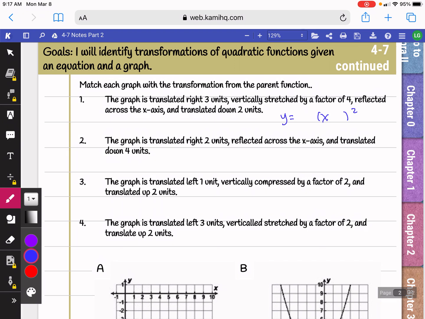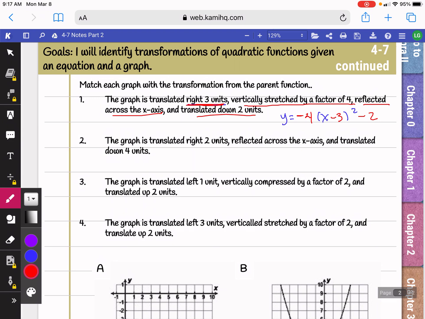So it says it's translated right 3. That goes in the parentheses. So right 3 would make it go minus 3 in parentheses. Then it's vertically stretched by a factor of 4. That's my a. It's reflected across the x. That means this is a negative. And then it's translated down 2. That's my k that goes at the end. So this would be the equation for this one.